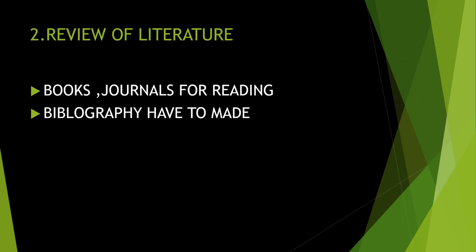Next, the second step is the review of literature. After you take an area for research, you want to find the books related to it. That is books, journals, articles, all this you have to collect for reading. Bibliography, you have to make a bibliography at the end of your work. So all the books you are going to take references from, you have to write down in your book. Understood? Then only you are able to include all those books in your bibliography.